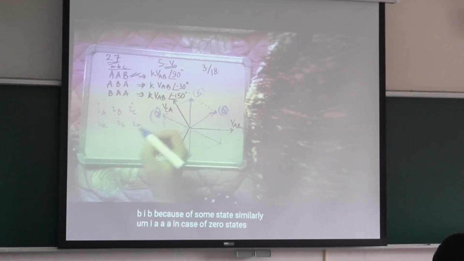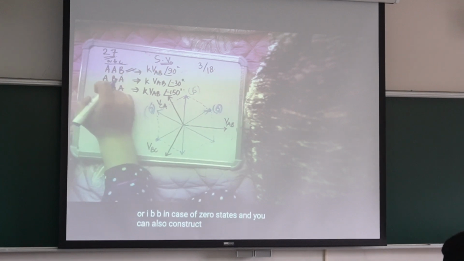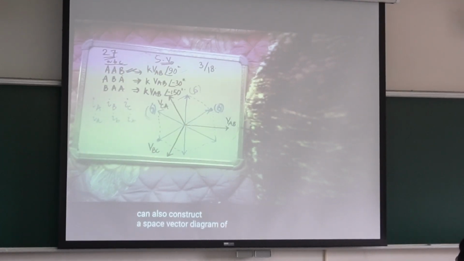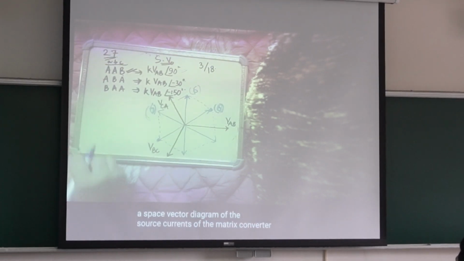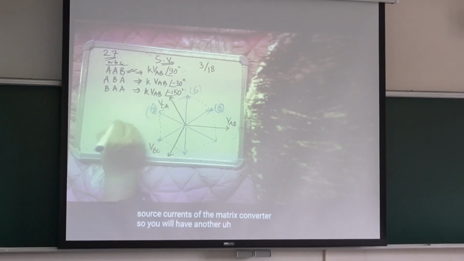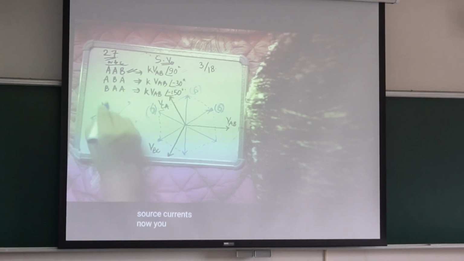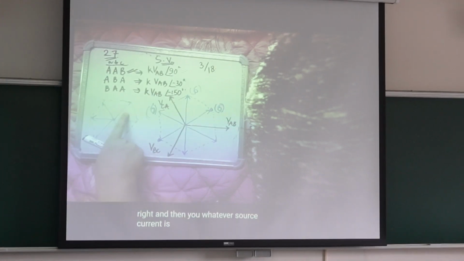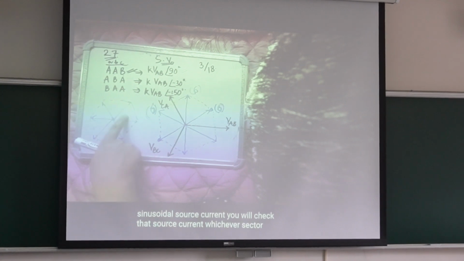Similarly for zero states. And you can also construct a space vector diagram of the source currents of the matrix converter. So you will have another space vector diagram constructed, and two space vectors running parallelly, right? Whatever sinusoidal source current is desired, you will check which sector that source current is lying in.